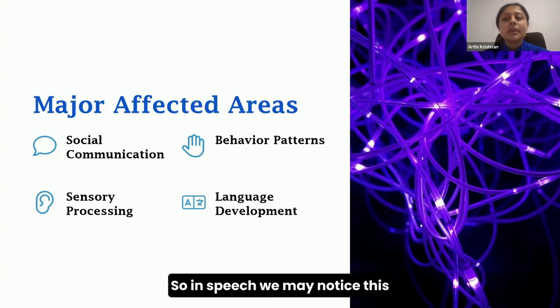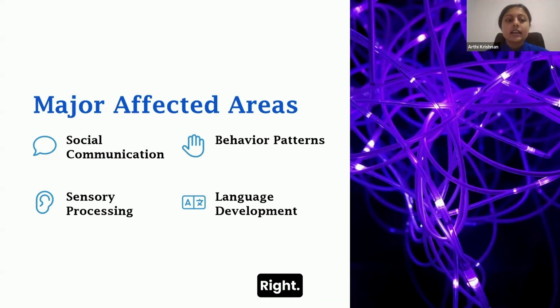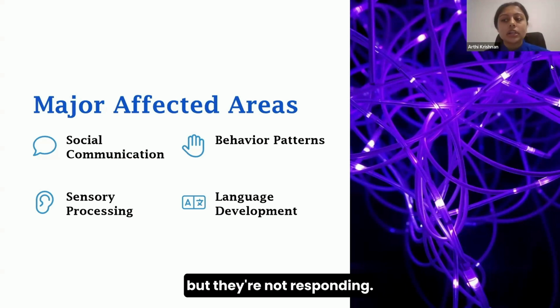So, in speech, we may notice this condition called echolalia, where they are repeating what the other person is saying. Let's say you say hi, they say hi. Like they're repeating what you are saying, right? And they may even repeat gestures. Like if you engage in some behavior, they may try mimicking that, right? So in their social communication, we can observe these aspects, right? And even in social communication, we can observe that we are calling their name, but they're not responding, right?